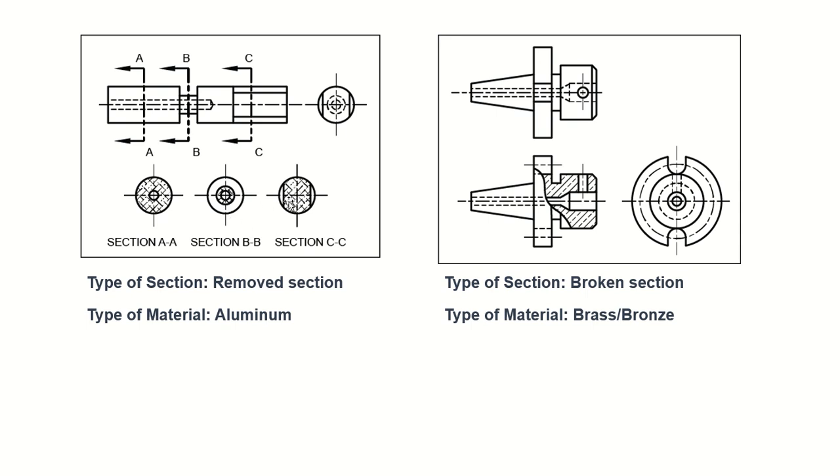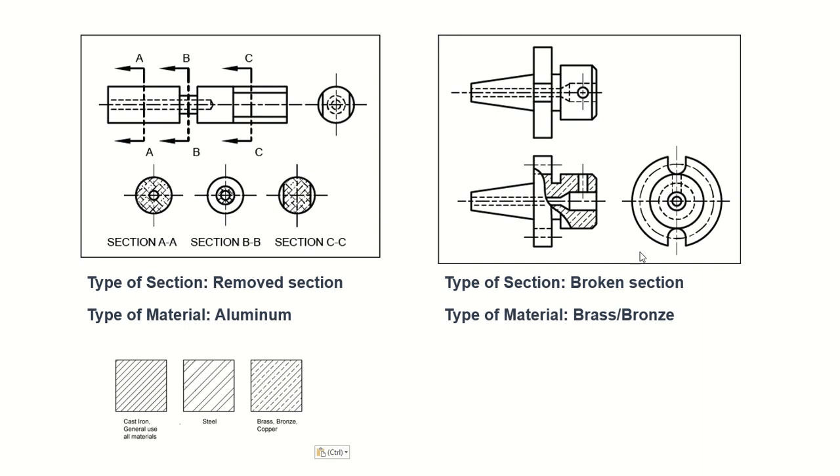They have a different pattern, so be careful. And on this side you have your broken section, because look at this part, it's completely broken. Material is brass, bronze, copper. And this is your broken line right there, we can barely see it. And here is your section pattern, which is this.